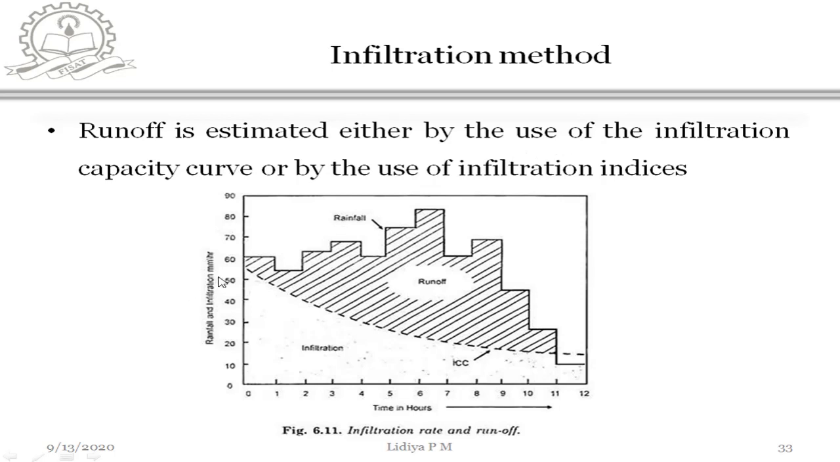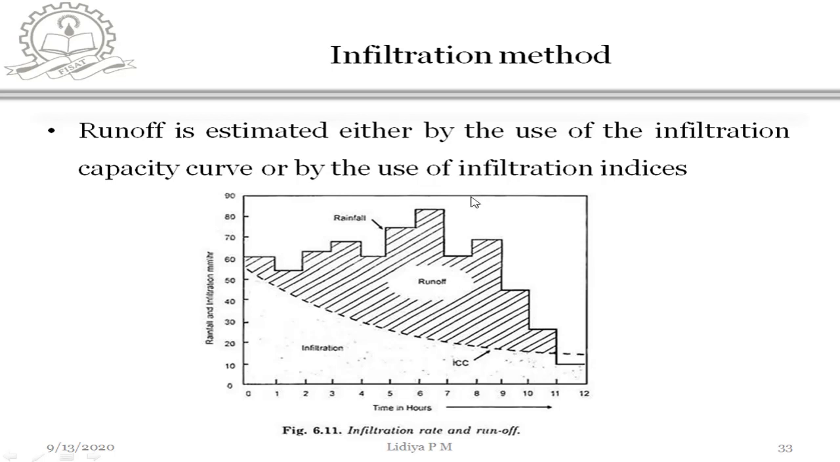That is, if the infiltration capacity curve for a specific soil or moisture conditions is available, you can superimpose that over the hydrograph, and the area which is above the infiltration capacity curve represents the runoff. That is, in this graph, the shaded portion represents the runoff.